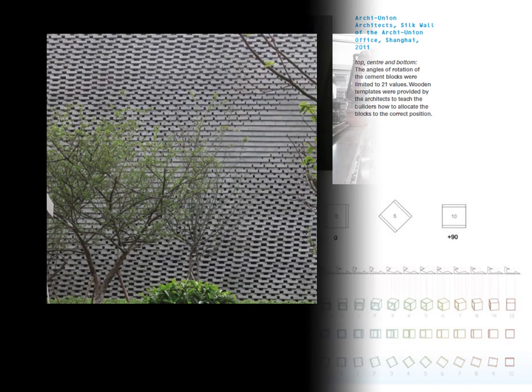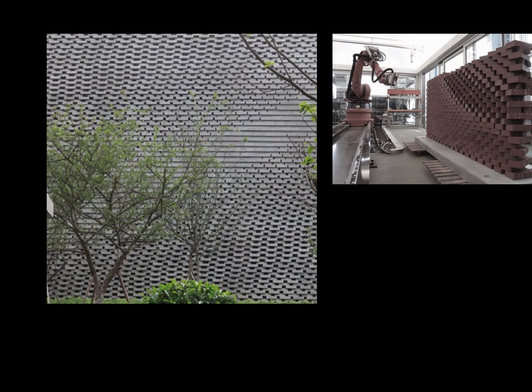Here's another of his walls on the left, and on the right is a brick wall done in Zurich at ETH with robots. So here we have a kind of two cultures coexisting. We have those workers in China laying out those bricks by hand according to the template and achieving a very beautiful wall. And here we have a robot laying it out in Zurich, a wall which may not be as beautiful, but certainly it is more ingenious.